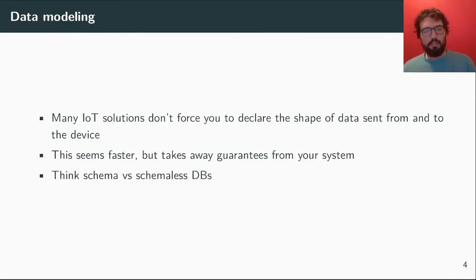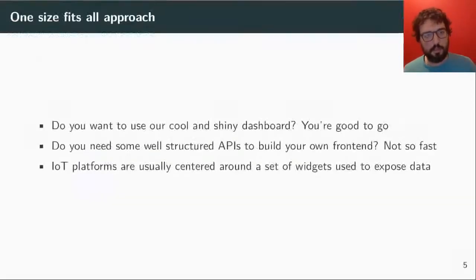Many IoT solutions don't force you to declare the shape of data. And this is fine to start out, because you say, okay, I can send any random JSON on this platform and it will digest it. But it actually takes away guarantees from your system, because when you want to have an integer and you instead receive a string, there is a mismatch that you can't solve without having some structure in the data. You can think of this as the difference between schema and schemaless databases.